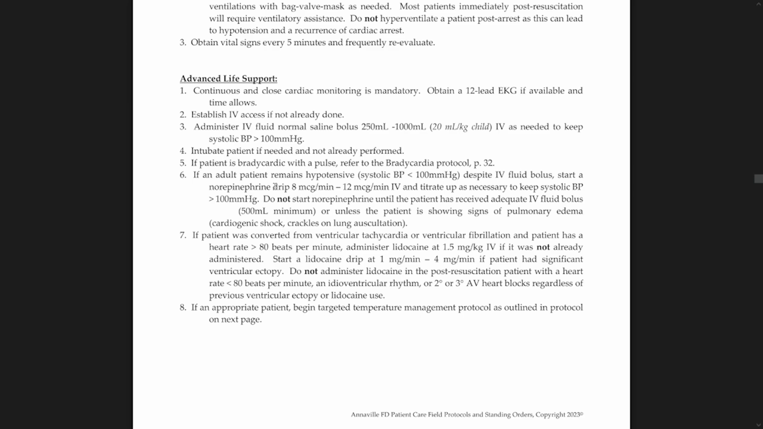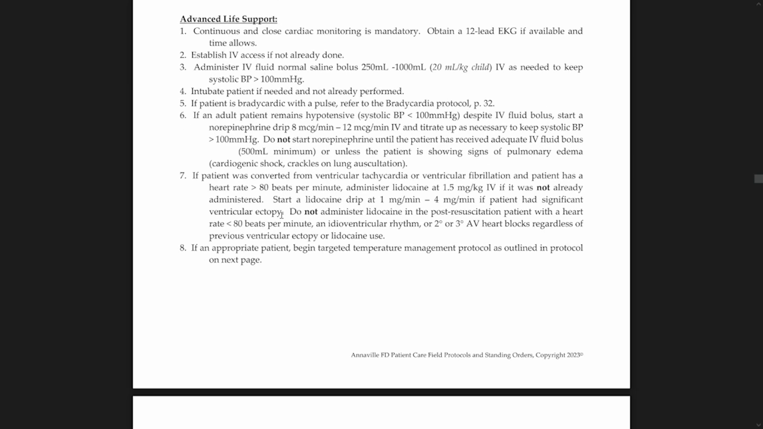500 milliliters is the minimum, unless the patient is showing signs of pulmonary edema, such as cardiogenic shock or crackles on lung auscultation. If the patient was converted from VTach or VFib and has a heart rate greater than 80 beats per minute, administer lidocaine at 1.5 milligrams per kilogram IV if it hasn't already been administered.